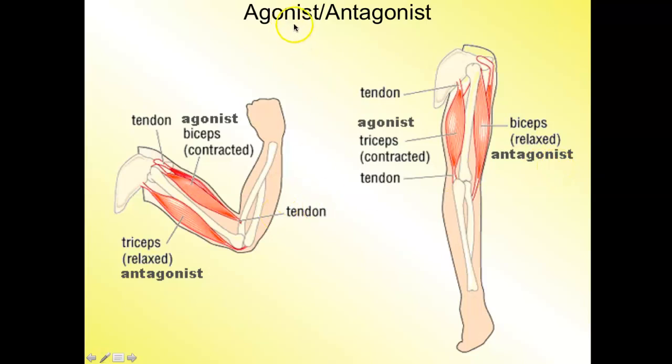So when you think about agonist-antagonist relationships, you have to begin with the action. What's the action? What's the muscle that does that action? That's going to be your agonist. And then what's the muscle that is going to do the opposite action? That's going to be the antagonist.